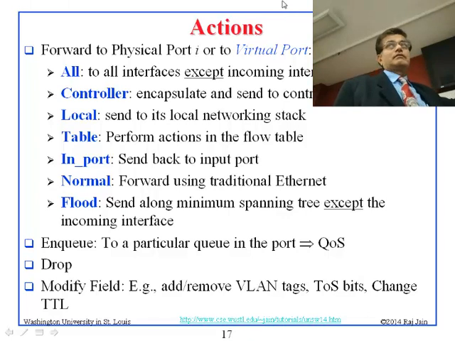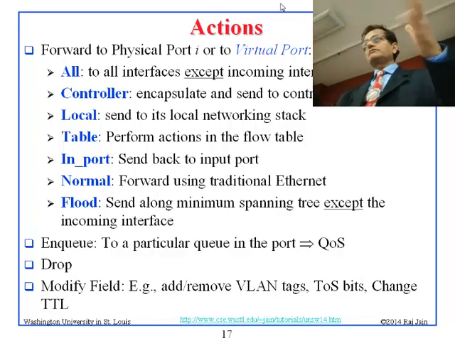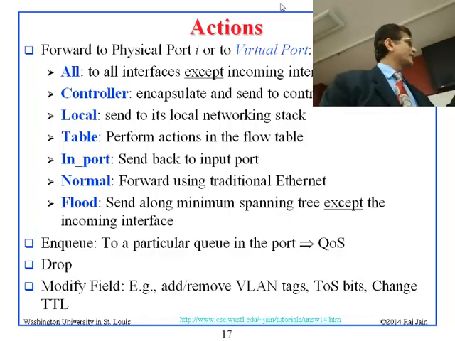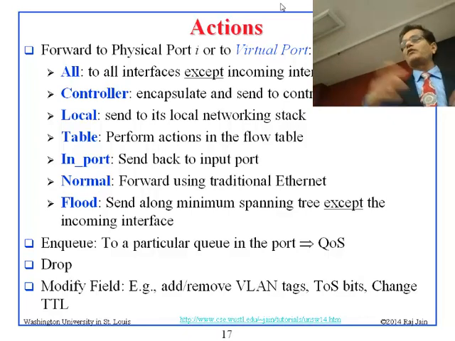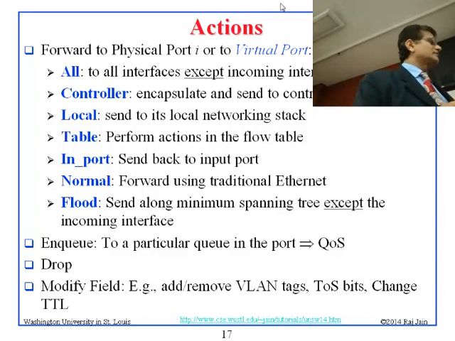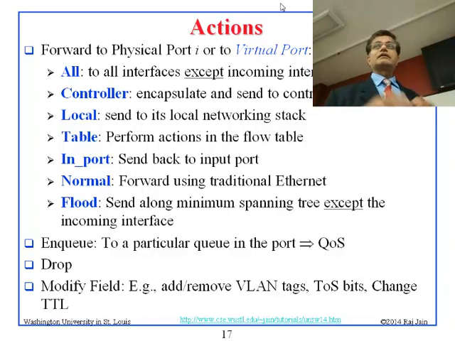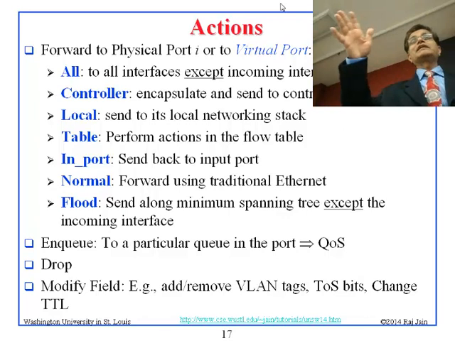Virtual port could be all, which means send it to all ports. Basically, send to all except the incoming interface. If it came from this door, other than that, it should go to all other doors for broadcast. Right? Send to controller, send to local, send to table. Basically, it says go to table number 5 or whatever. In port, send back to the input port. Normal, use the traditional Ethernet source learning algorithm to find out where to send. And flood, which is send along the minimum spanning tree of the Ethernet.